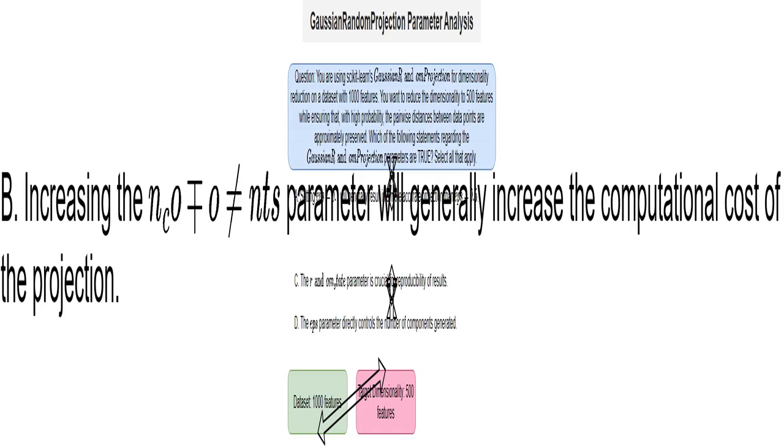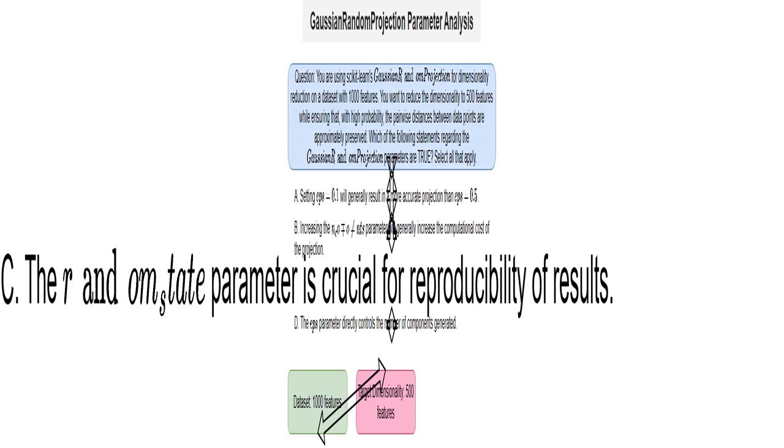Increasing the target dimensionality, n_components, means I'm aiming for a higher dimensional representation after reduction. Naturally, this will take more computing power and time. It's like trying to write a more detailed summary. It takes more effort. The random_state acts like a seed for the random number generator, ensuring that I get the same projection every time I run my code with the same seed. It's like following a recipe exactly to get the same cake each time.